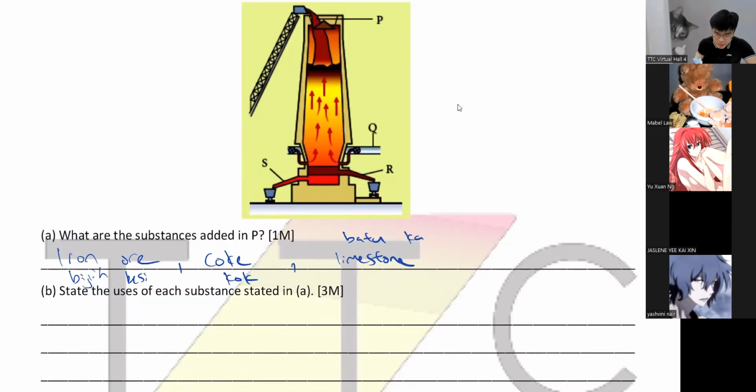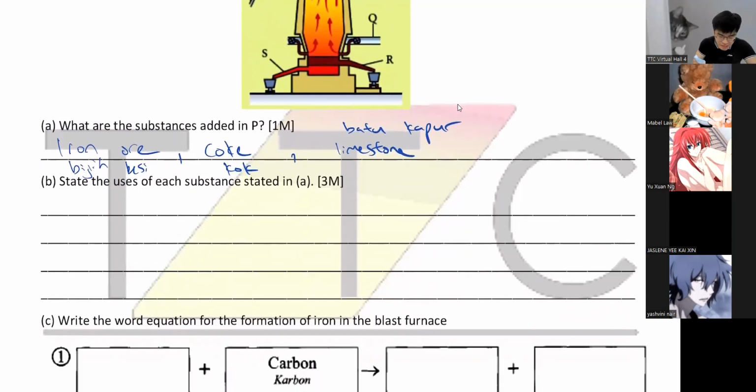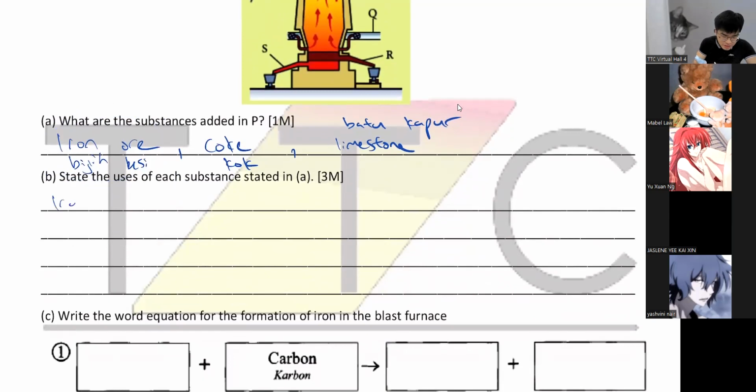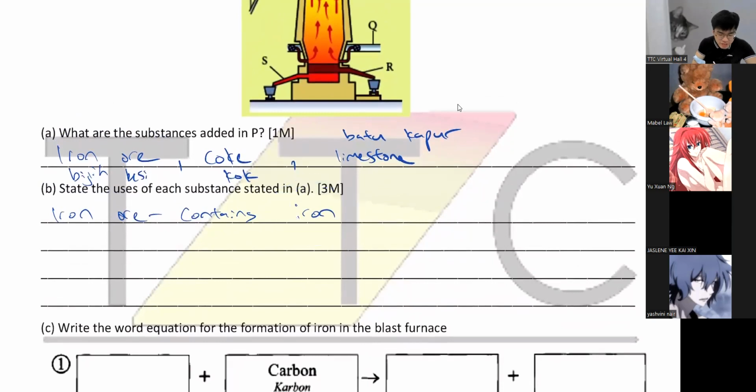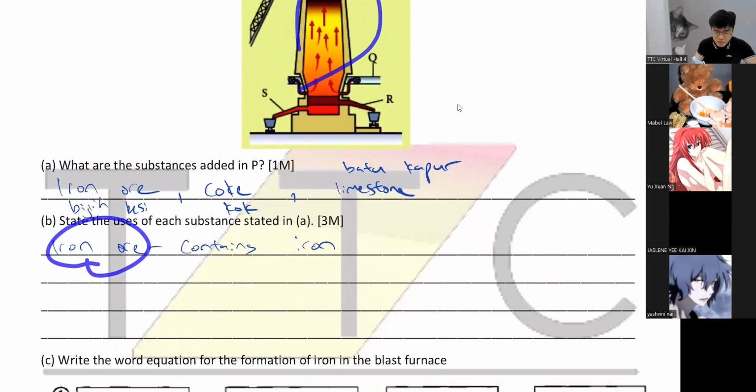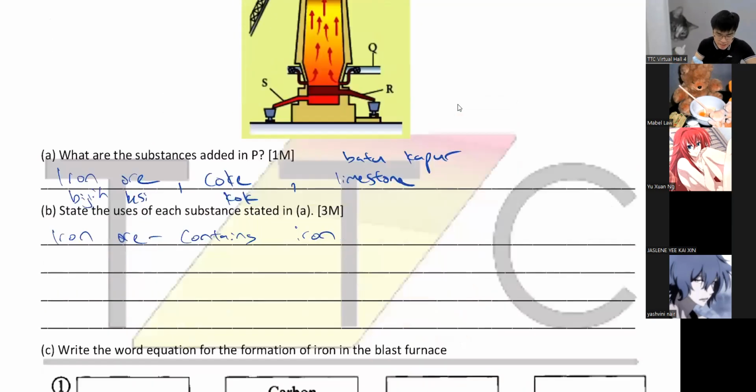Right, batu kapur. Why do we add limestone? Okay, let's go to question B. They want you to state the use of each substance. Why do we use iron ore? What's the function of iron ore? It contains iron. This is the thing we want, the thing we are trying to extract. The point of putting iron ore into this is so that we can get iron. This is the raw material.